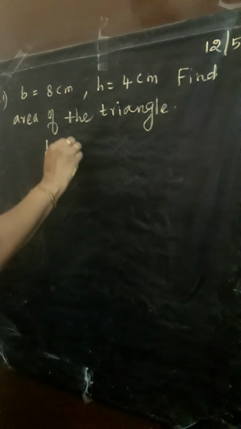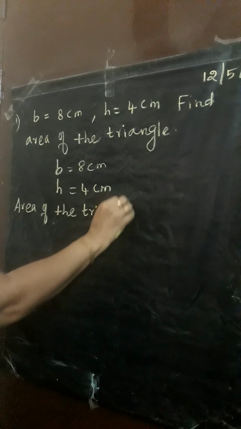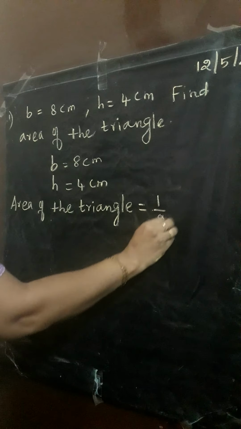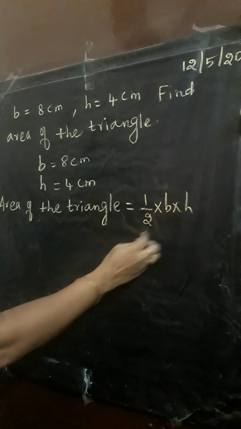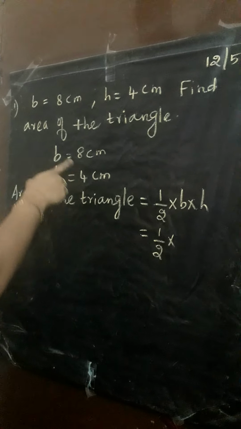First we solve one sum. Here given B equal to 8 centimeter and height equal to 4 centimeter. Find the area of the triangle. So first you write given. B equal to 8 centimeter and height H equal to 4 centimeter. What is the formula for area of triangle? Area of the triangle equal to half into B into H square unit.